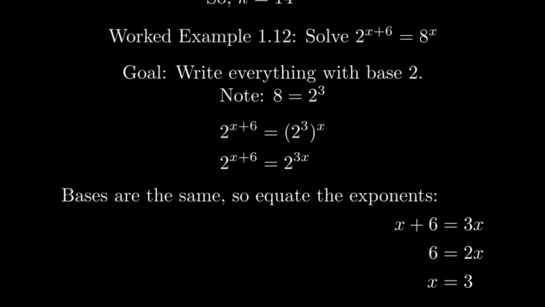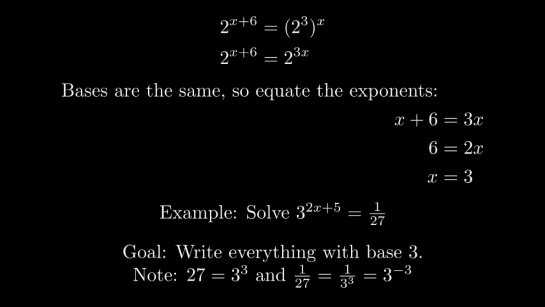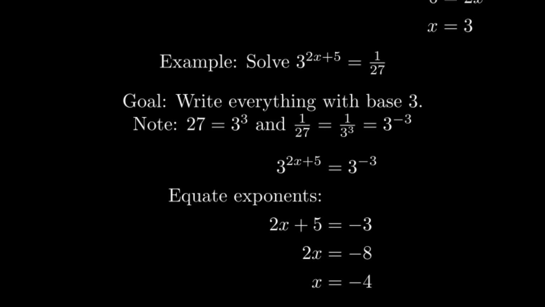Let's try one more that involves a fraction. Let's solve 3 to the power of 2x plus 5 equals 1 over 27. Our common base is clearly 3. We know that 27 is 3 cubed. Therefore, 1 over 27 is 1 over 3 cubed, which we can write using a negative exponent as 3 to the negative 3.